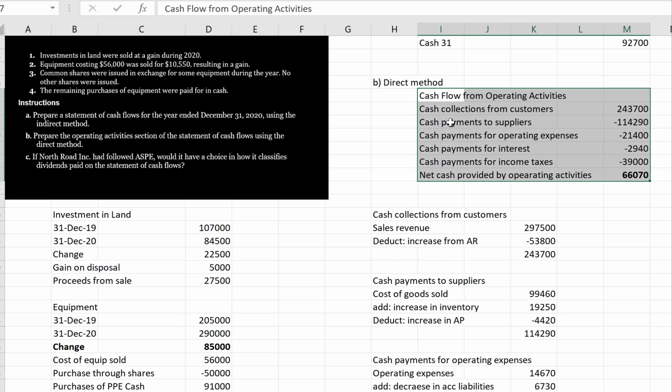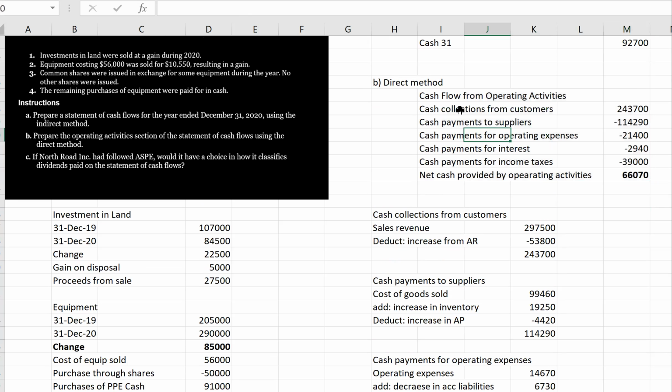So you can see under the direct method, we didn't bring in net income or any of the non-cash items from the income statement. You're not going to bring in depreciation expense or gains or losses. You're simply going to say, what did we get from customers? What did we pay to suppliers? And interest and income taxes, depending on what accounts you have on the statement of financial position, you may be able to just take these straight off the statement of income. Okay, so now we've done B.